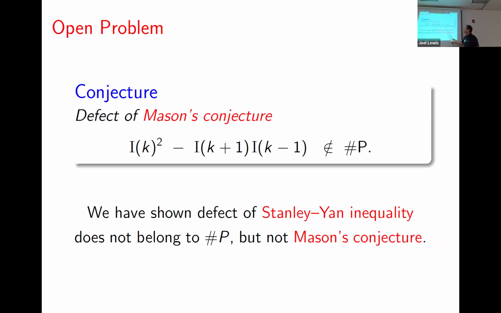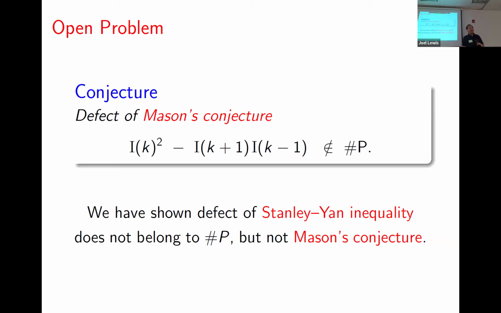In fact, let us not even go that far. Rather than going for matroids, let's do it for graphs. So do this for the number of forests, where this i_k is now the number of forests. That one, I also believe is not in #P. Just that we don't know how to do that.